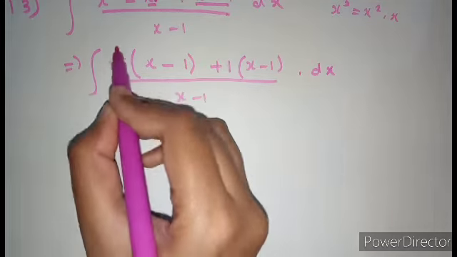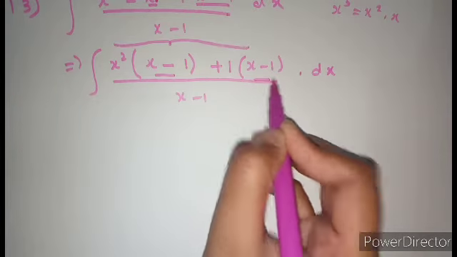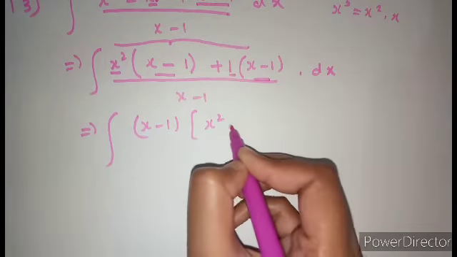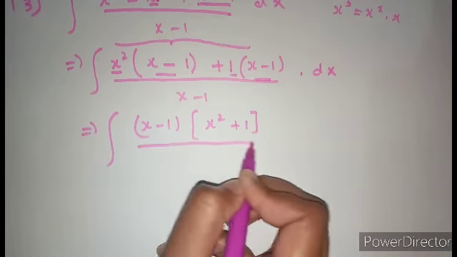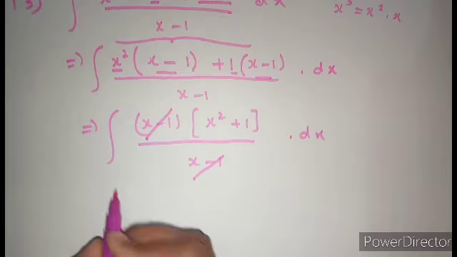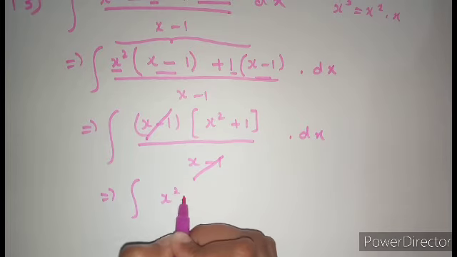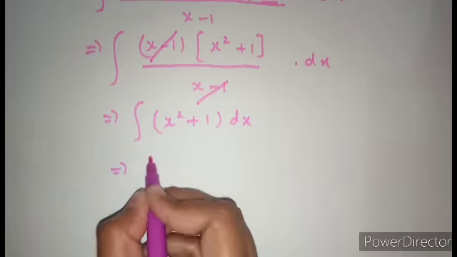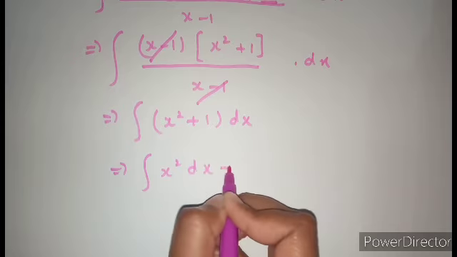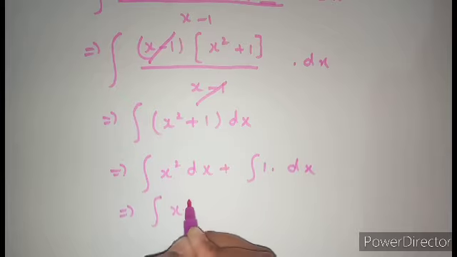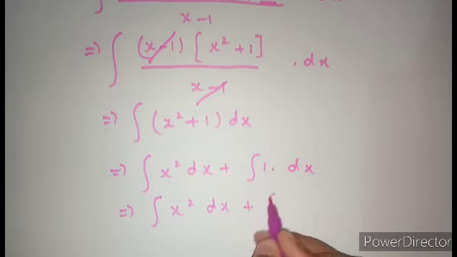Now in between these two, x minus 1 is common, so take it outside. If I take x minus 1 common, here we have x square and here we have 1: x square plus 1 upon x minus 1 into dx. This x minus 1 gets cancelled, so we are left with integral of x square plus 1 dx. Now split this integral: x square dx plus 1 into dx.